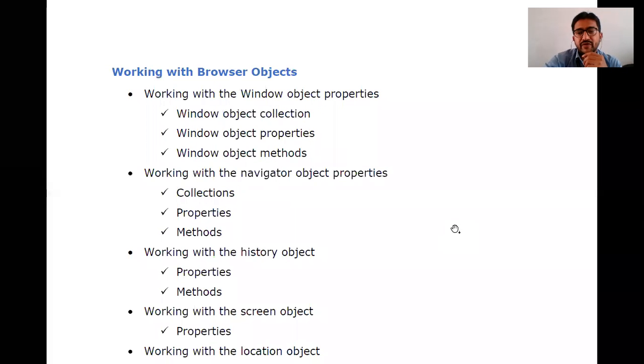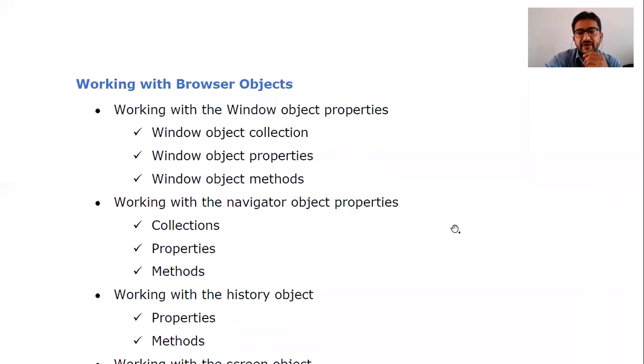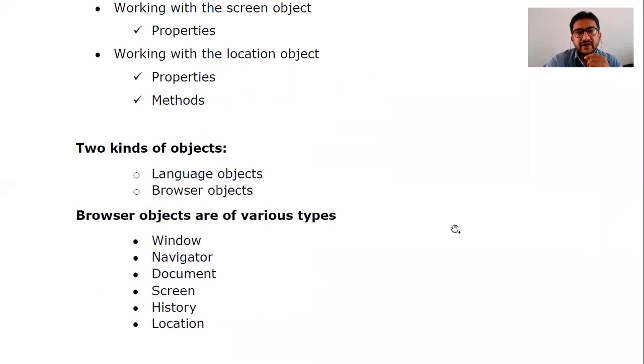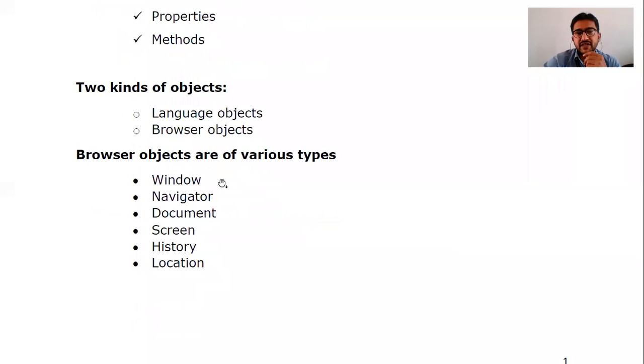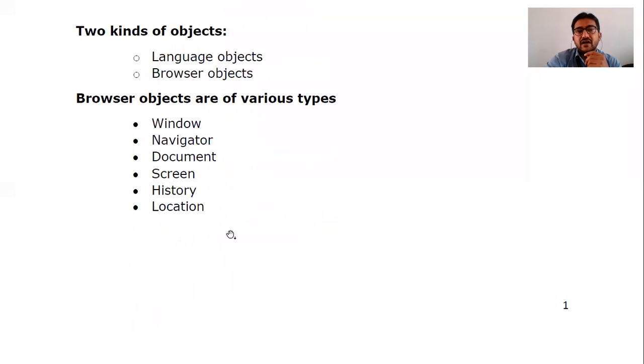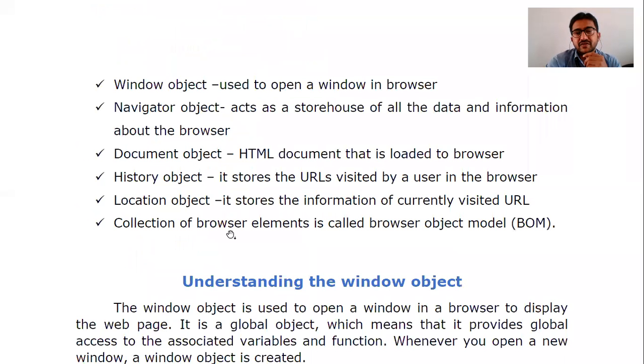This is the actual documentation for your better understanding. So there are two kinds of objects: one is the language object, and the other is the browser object. We are discussing the browser objects. In the browser object, as I said, window, navigator, document, screen, history, location are all part of this. We have already discussed the purpose. Let me see them one after the other with examples.